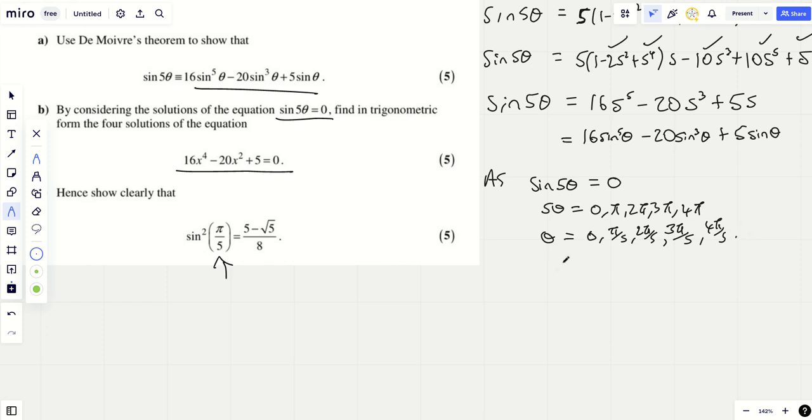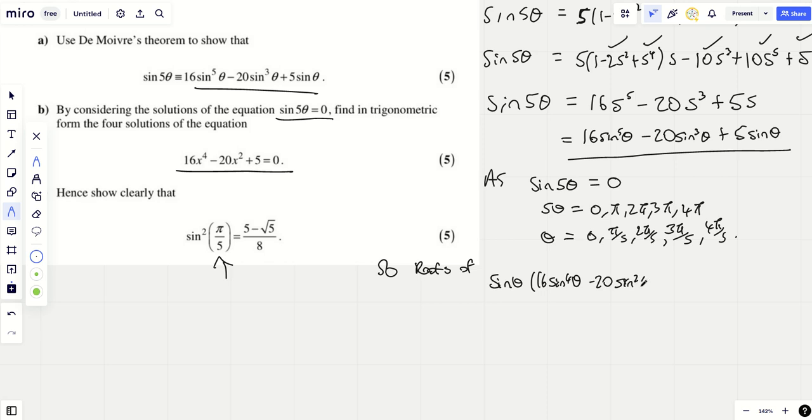Okay, well, that's really nice because we know the roots. So roots of 16, now let's take out sine 5 theta here as well, straight away. So the roots of sine theta times 16 sine to the 4 theta minus 20 sine squared theta plus 5 equals 0. The roots of that must be all of those, yeah? So we know the roots.